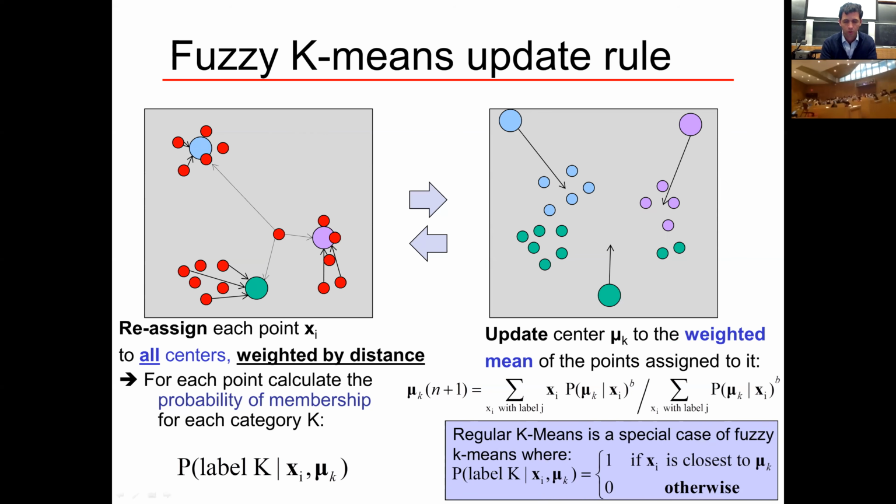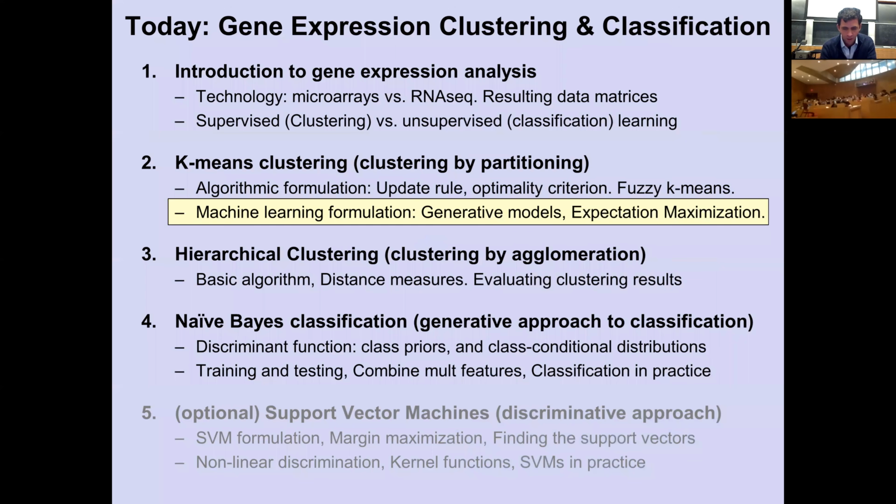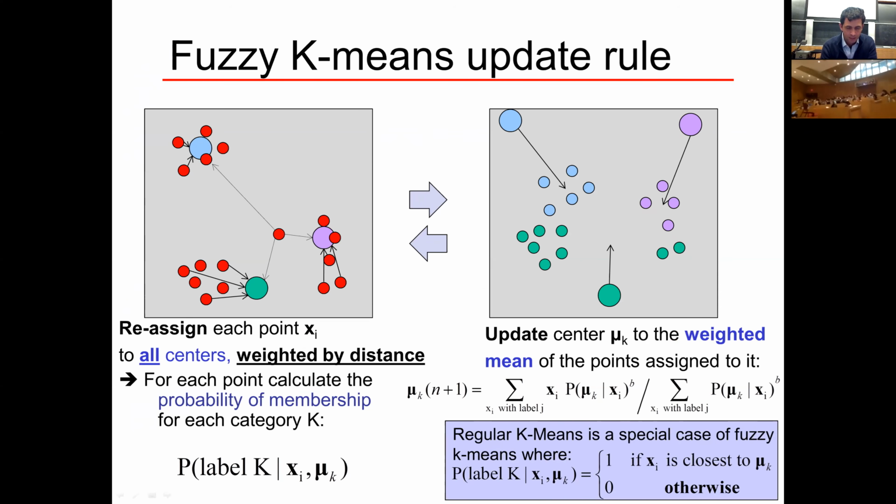Okay, so it's all here. There's now, oh, I see, not just with label J, but sum over all points X. Yeah, correct. Okay, we'll fix the slides. All right, so that's what fuzzy K-means does, okay?